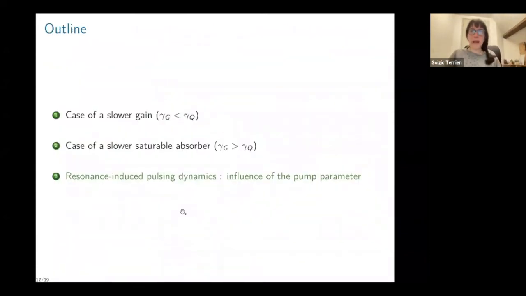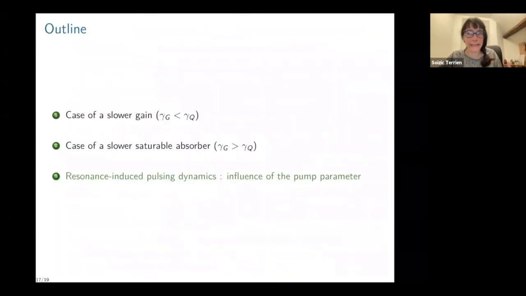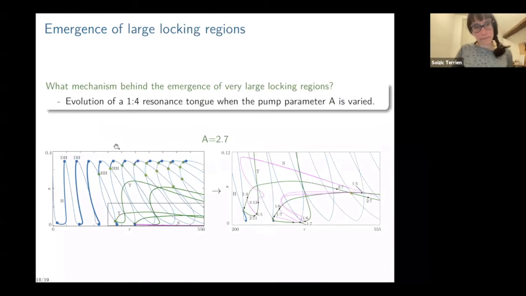So the next question is how do such large regions of locking emerge in the parameter space? Usually resonance tongues correspond to rather small regions of the parameter space, and here it's quite unusual to see such large regions of locking. So this is what we investigate in the last few slides. We wonder what the mechanism is behind the emergence of these large locking regions. To investigate this, we will follow the evolution of a 1,4 resonance tongue when the pump parameter A is varied. The 1,4 resonance tongue corresponds to the region in which we have the existence of a stable periodic solution with 4 non-equidistant pulses.